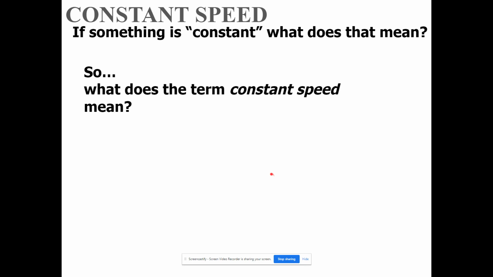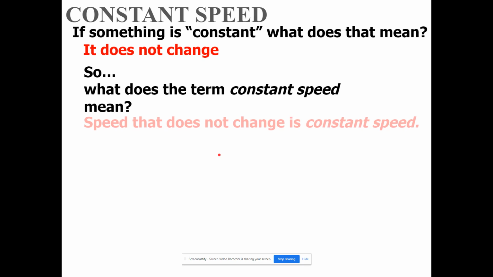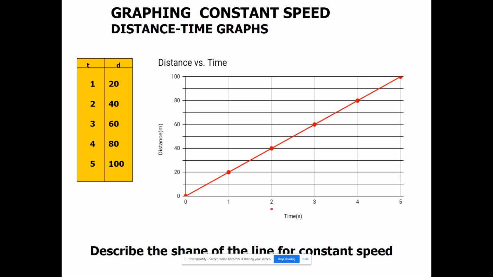So if something's a constant, what's that mean? It means it does not change. So what does the term constant speed mean? It means speed that does not change. And if we were to graph that, this is what it would look like. Our graph is a straight diagonal line.